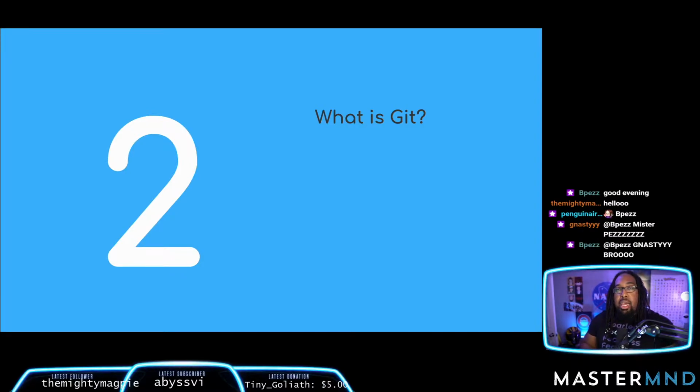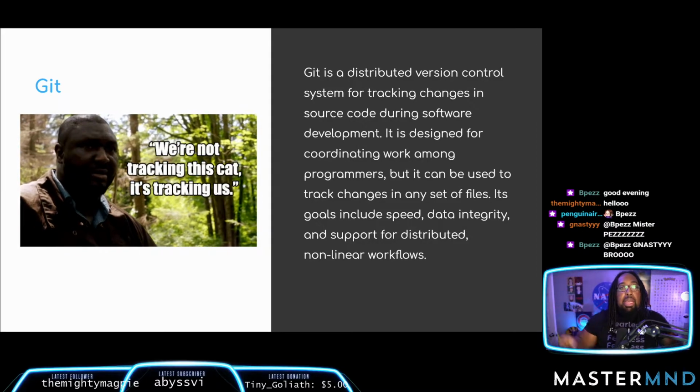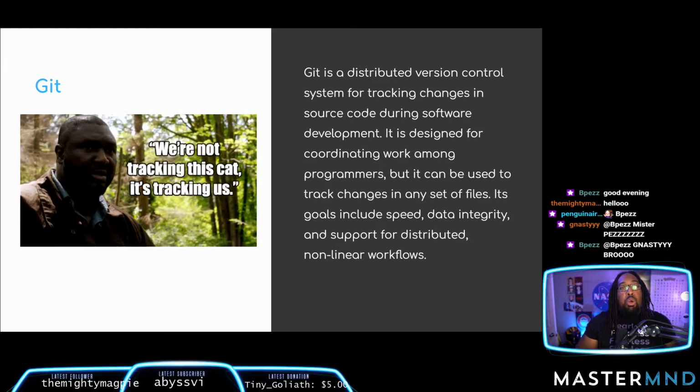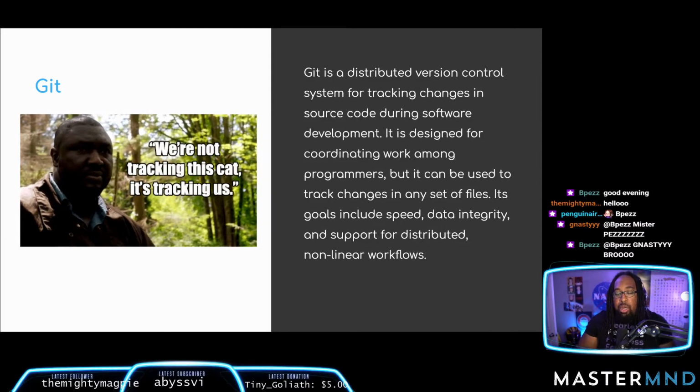What is Git? Git is the technology itself, written by Linus Torvalds. Don't get Git confused with GitHub. Git is the technology. GitHub is a hosting platform for Git repositories. Git is a distributed version control system. Remember, distributed means that people can work on it in separate places. It can be worked on without a centralized code base. It's designed to help coordinate that work for any set of files.